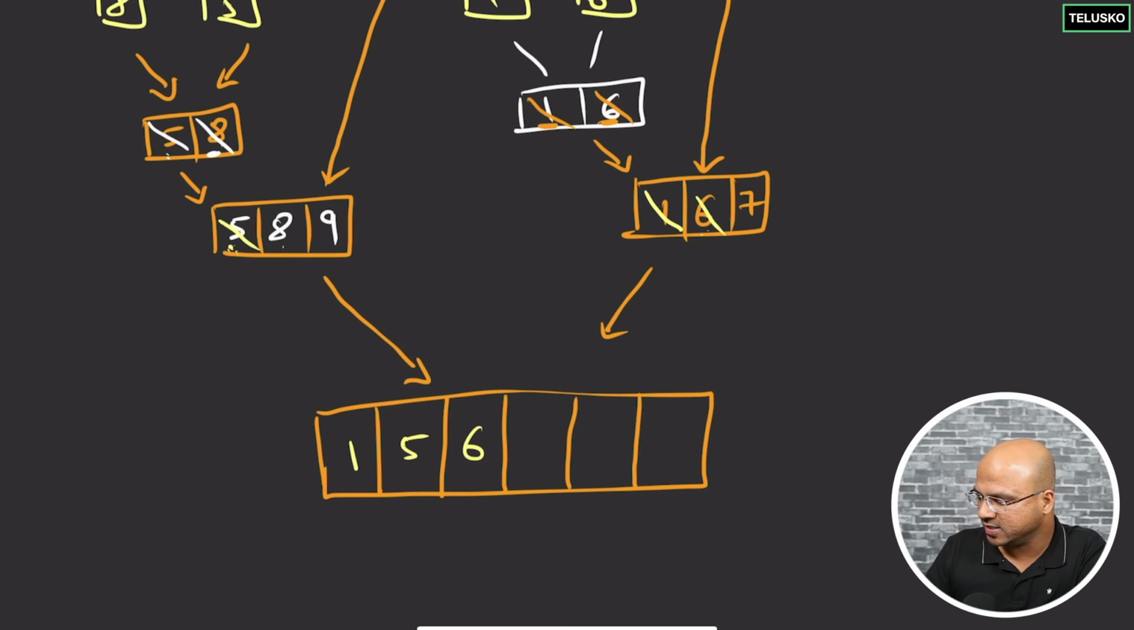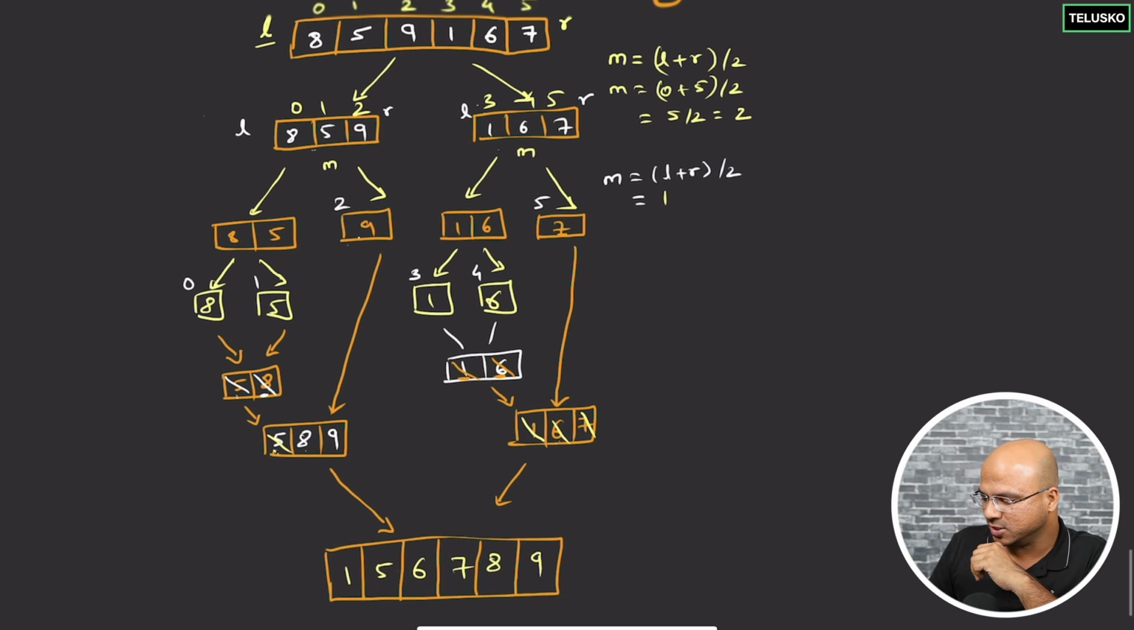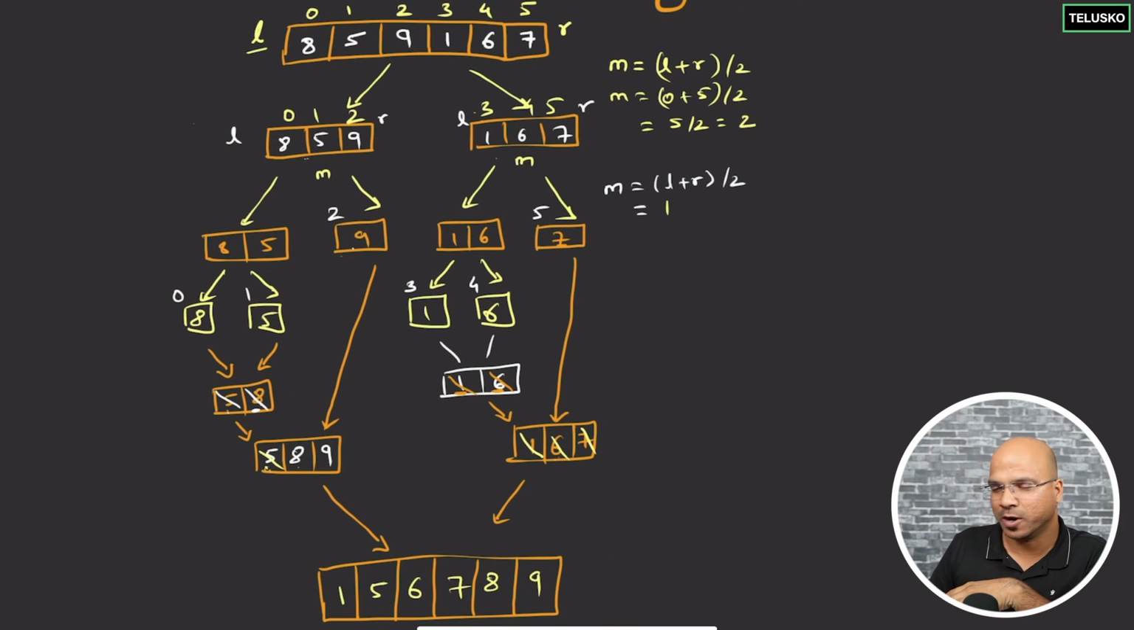Then 8 and 7, so which is 7. So 7 done. Then 8 again. Now we don't have anything to compare from the next array. So you can simply take these 2 values as it is here. This is merge sort. Okay, so you get the sorted value, I hope. Yeah, you got the sorted value. So this is how basically the merge sort works. That's how you basically divide and you combine.